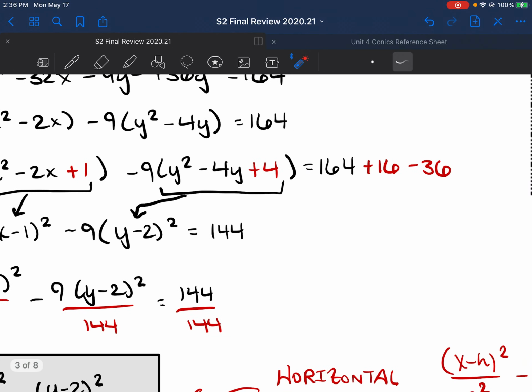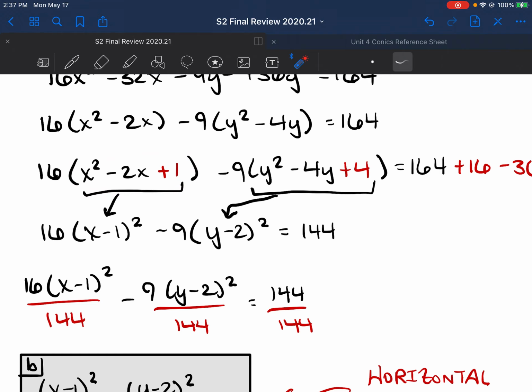All right, simplifying. The right side, 164 plus 16 minus 36, that's 144. Here on the left side, let's go ahead and factor. So x squared minus 2x plus 1 is x minus 1 squared. y squared minus 4y plus 4 is y minus 2 squared. And of course, we have the 16 and the minus 9 on the outside still. Now, for these kinds of problems, we don't want the constant on the right side to be anything other than a 1. So we're going to divide everything by 144 to force the 1 on the right.